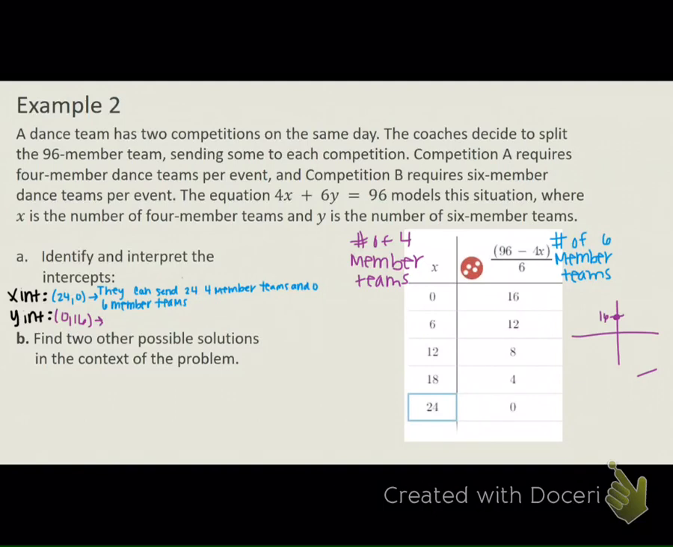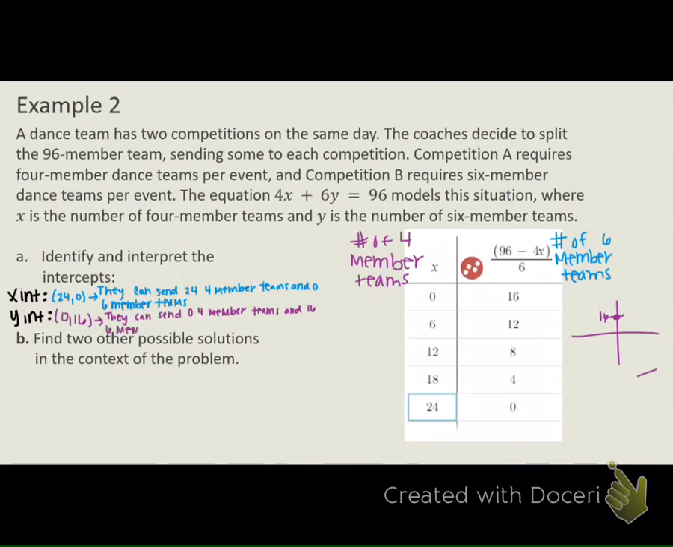Okay, Kaylee, what does 0, 16 mean? Guys, shh, stop talking. Seriously. Please. Thank you. All right, so you need to make sure you're saying both intercepts, even if one's 0. So make sure you talk about both of them. So don't just tell me one or the other. So they can send 0 4-member teams and 16 6-member teams.